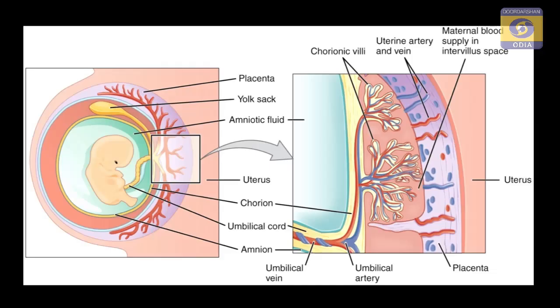Now, this diagram will explain in detail. I will show you how this chorionic villi will penetrate the endometrium and how this placenta is formed. We will discuss everything in detail.